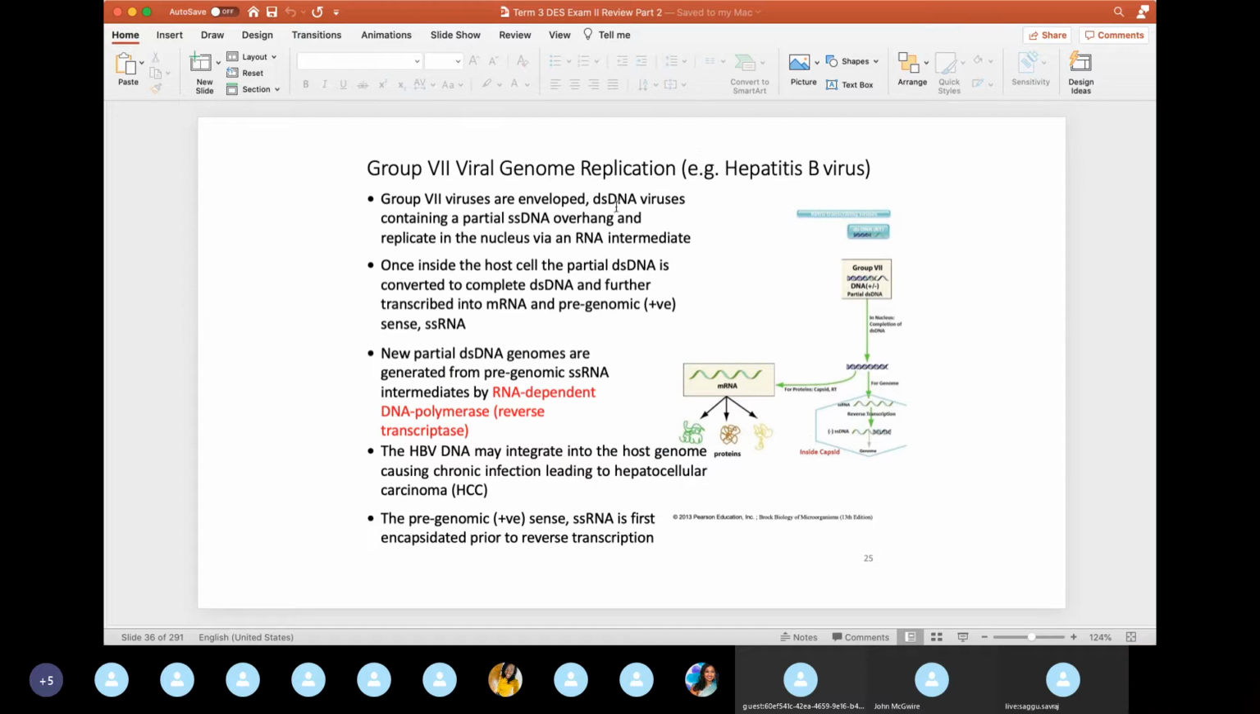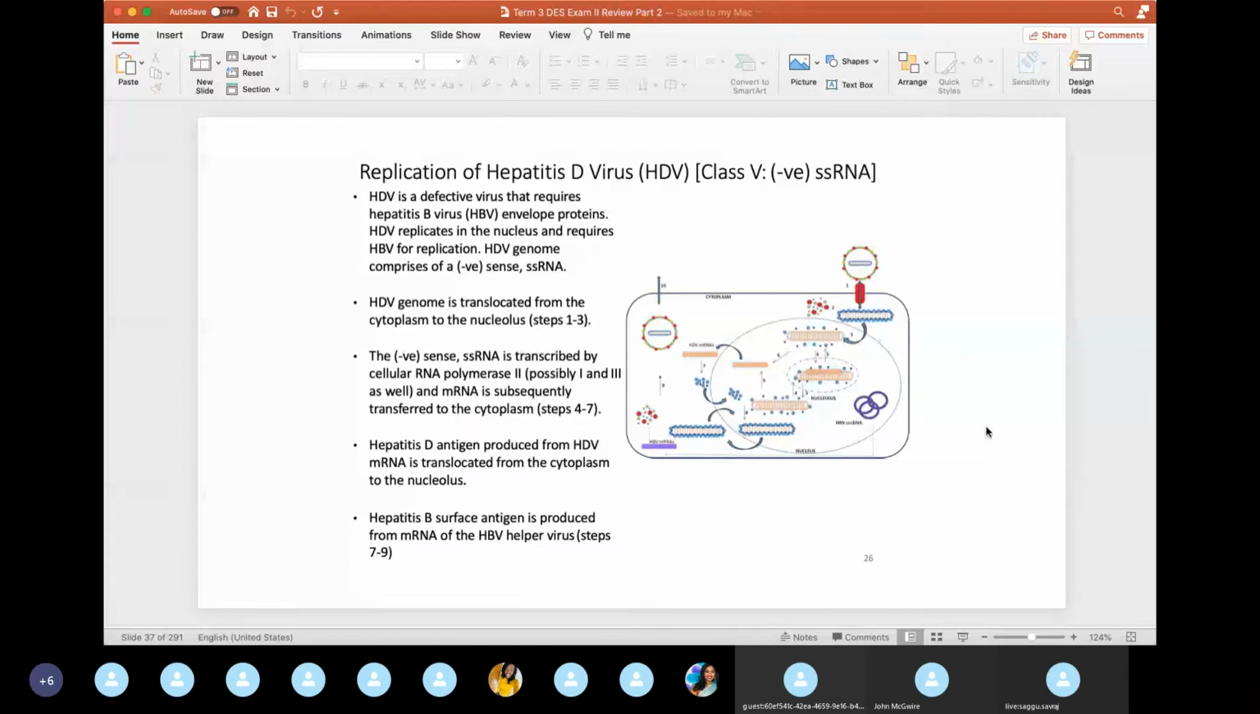Hep B virus, they are enveloped double-stranded DNA. They contain partial single-stranded DNA. And what do they need in order to replicate? RNA-dependent DNA polymerase. These are your reverse transcriptase. Okay. Another example, class 5. This is your negative single-stranded RNA of Hep D. It just shows you that this is a defective virus and it needs the surface antigen of your hepatitis B in order to infect a cell. That's it. Next term, you're going to learn about the life cycle of each of these hepatitis viruses.